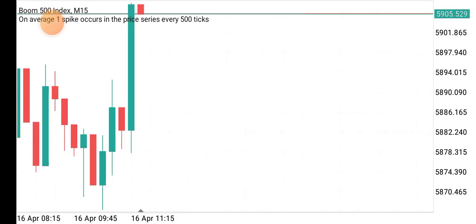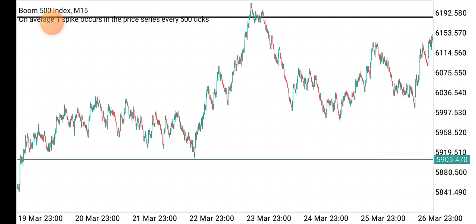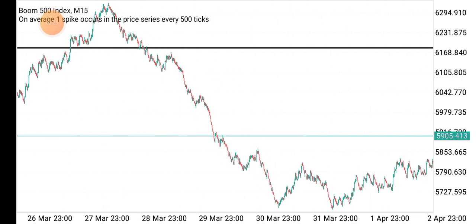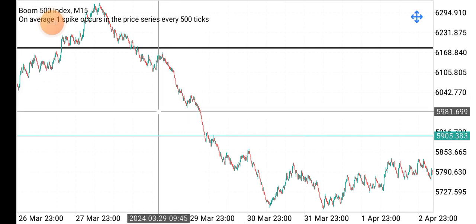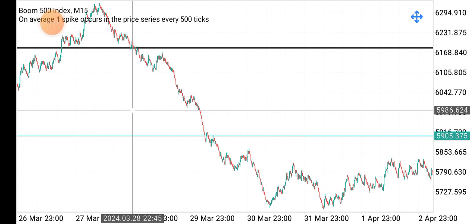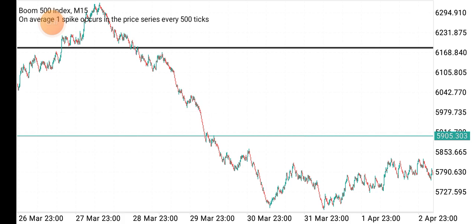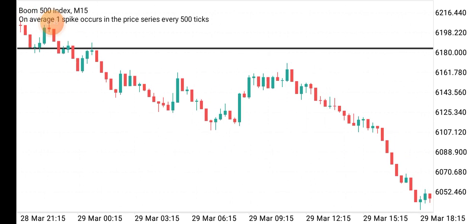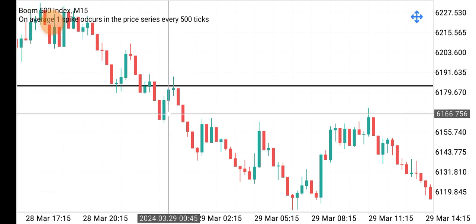I will go to the 15 minutes time frame and try to trace the 29th of March. Where did it start? Okay, this is the 29th of March, almost where it started. This is good. You can see where it started right there. Let me zoom in. All right, 29th of March. Let me look at it properly.